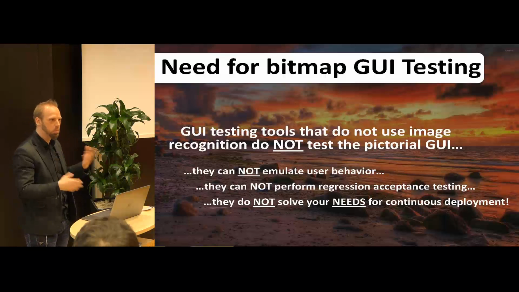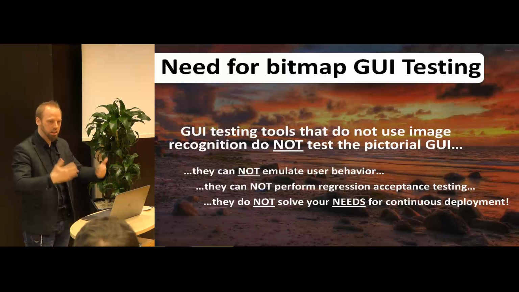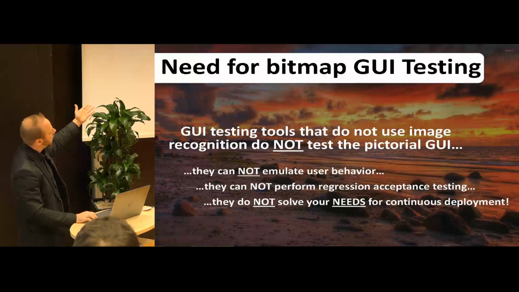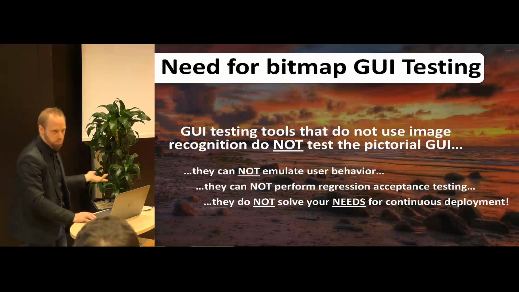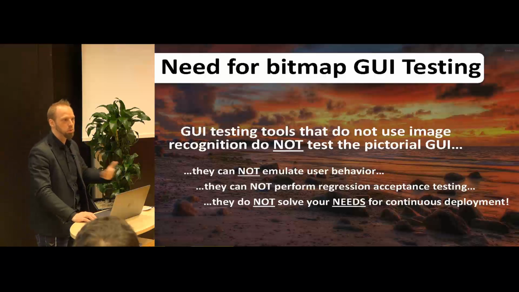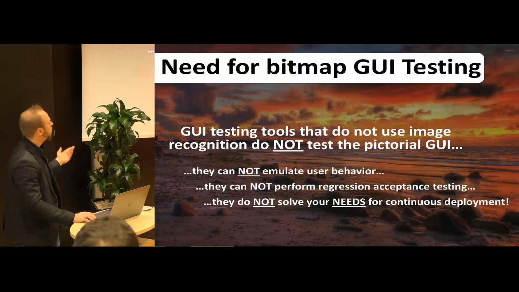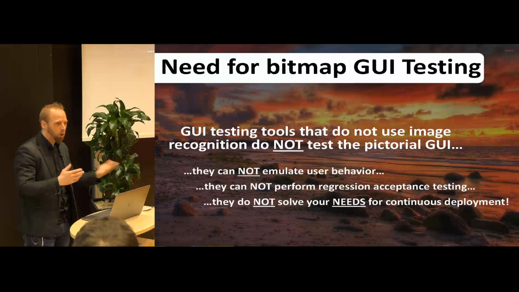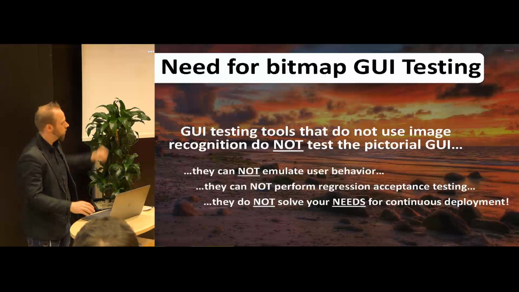So you need some type of image recognition capability, something that can sort of see the same things as your customers. And if you do not have the image recognition, so you can't test a pictorial GUI, then you get problems like you cannot emulate the user properly because you're not using the same interfaces. You cannot perform regression acceptance testing, and you don't really solve these needs then with these tools for continuous deployment.